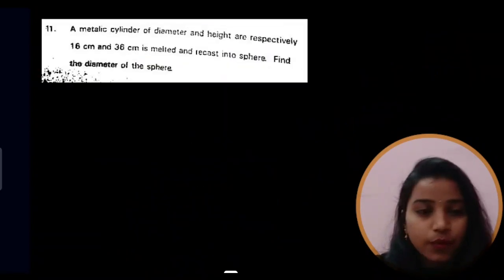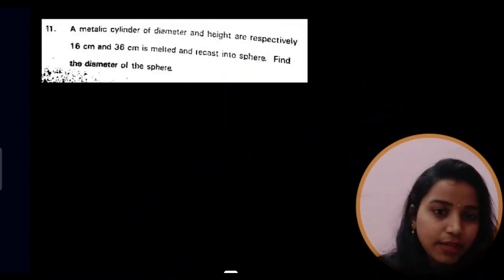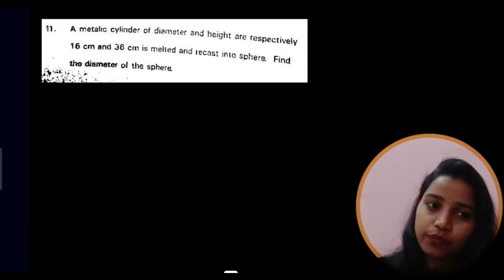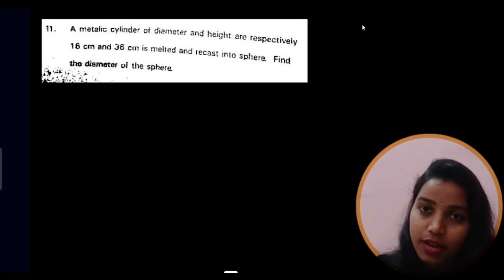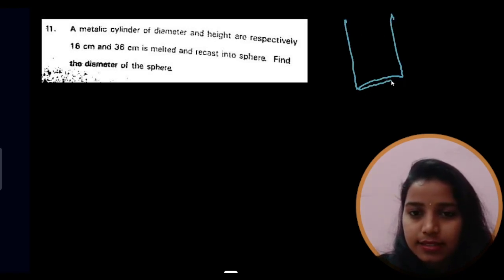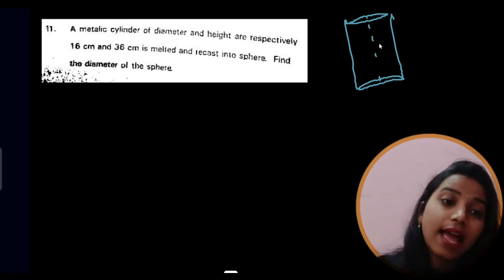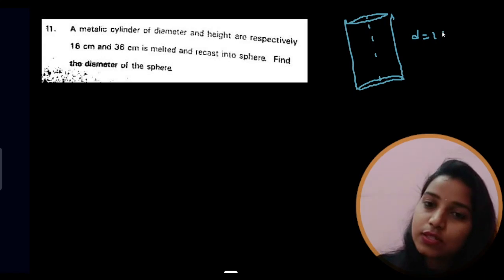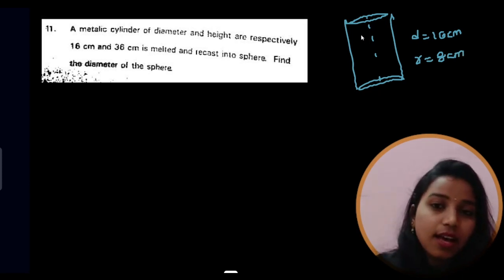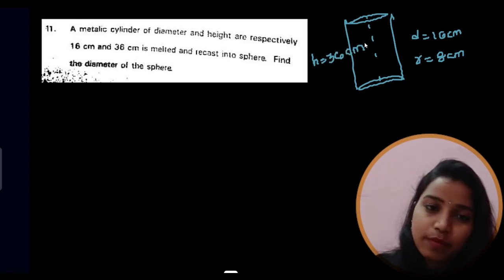Okay, now next question. A metallic cylinder of diameter and height are respectively 16 centimeters and 36 centimeters. So till here what we have understood is that there is a metallic cylinder, and this is the height. The diameter they have given is 16 centimeters, right? Then if the diameter is 16, the radius is simply 8 centimeters, right? And the height of this cylinder is 36 centimeters, right?